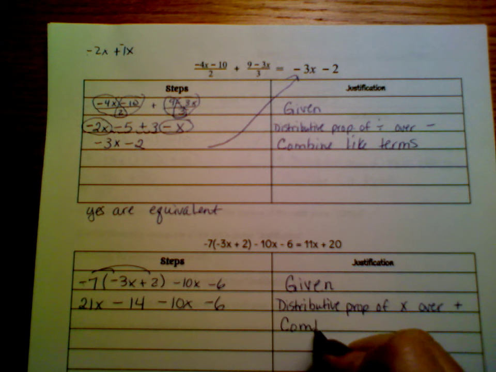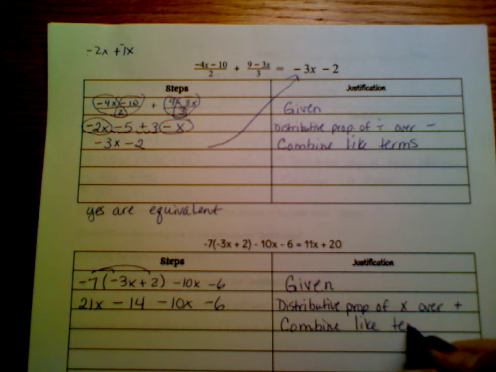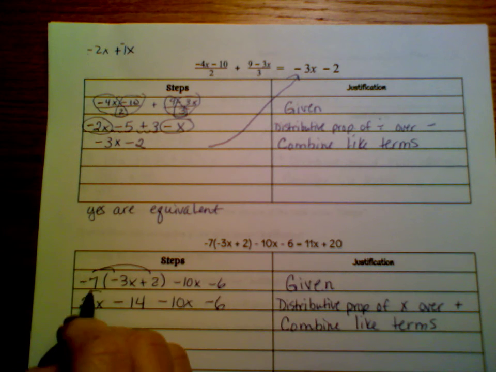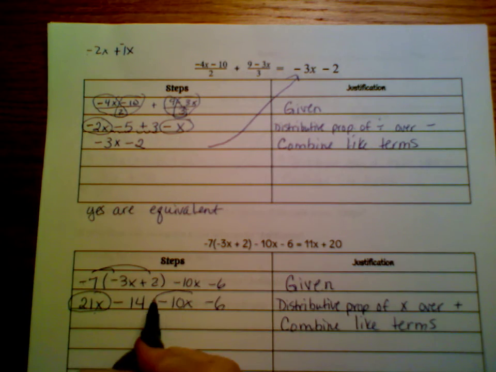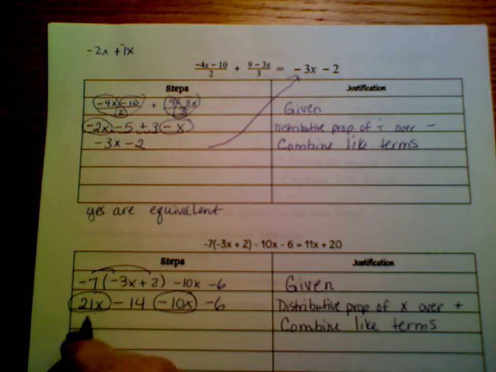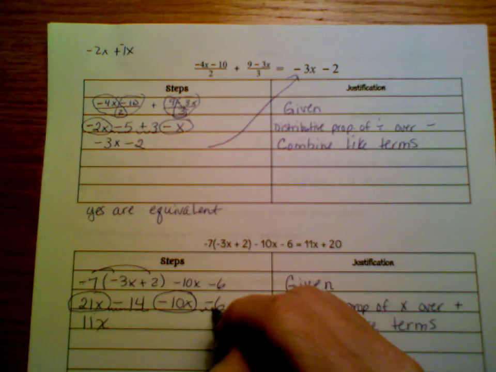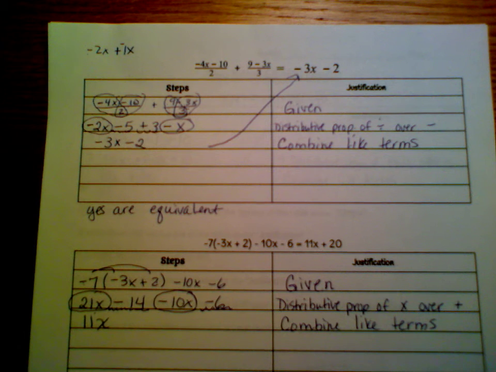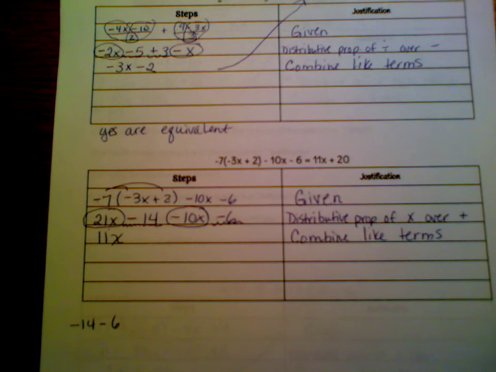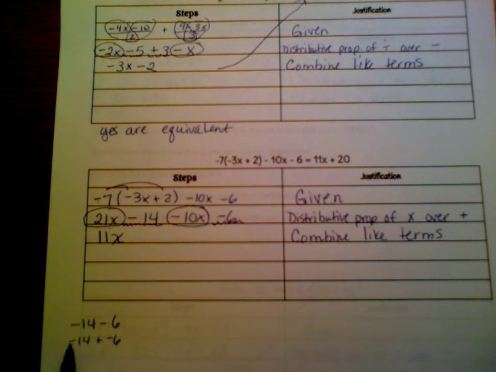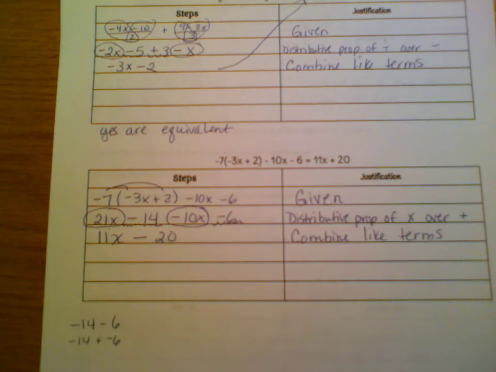Now I'm going to combine like terms. And I always start with my variables first. So 21x minus 10x. 21 minus 10 gives me 11x's. Now here's where I have to be more careful. Negative 14 minus 6. So you might want to write negative 14 minus 6 off to the side. Change it to an addition problem. Signs are the same. Find the sum. Greater absolute value is negative, so I'm getting a negative. Find the sum of their absolute values, negative 20.